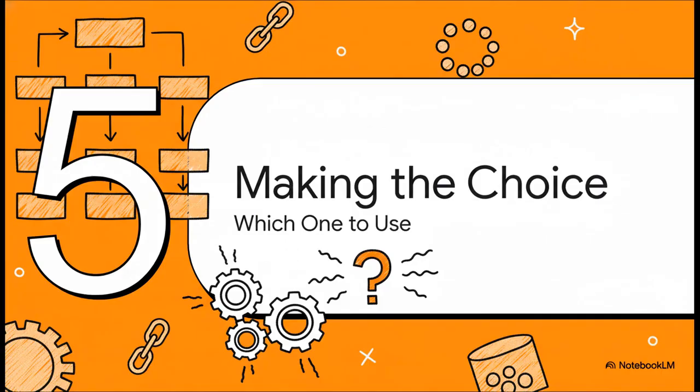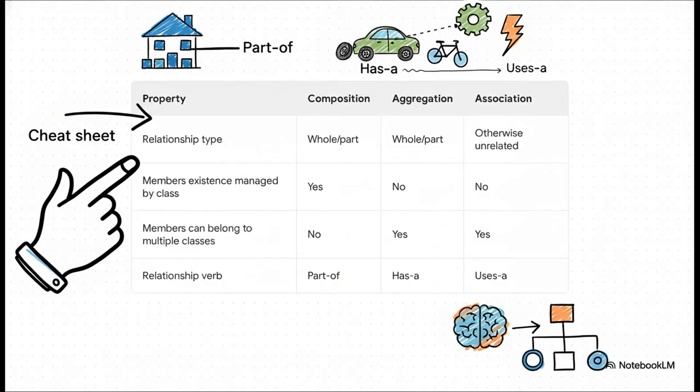Okay, deep breath. We've defined all three, from the casual uses-a to the hardcore death pact. Now let's talk about the important part, choosing the right one for the job. This table right here is your ultimate cheat sheet. Seriously, screenshot this, save it. It lays out all the key differences side by side. When you're designing your classes, come back to this logic.